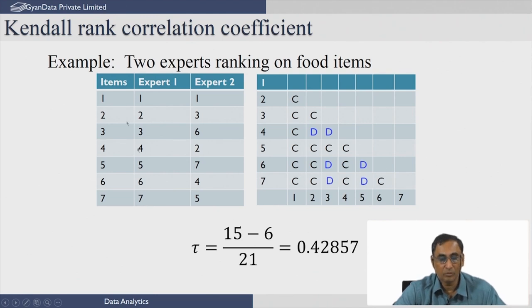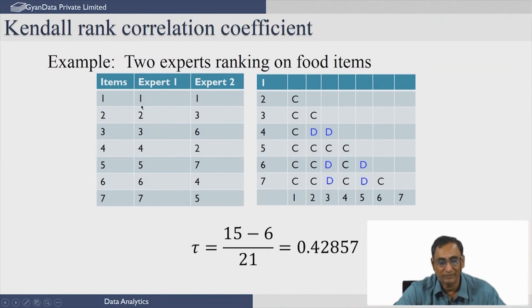Now, you compare data point 1 and data point 2. In this case, expert 1's opinion is that 2 is better than 1, and expert 2 also says 2 is better than 1. So, it is a concordant pair. So, 1 and 2 are concordant, that is what is indicated here. Similarly, if I look at data points 1 and 3, expert 1 says 3 is better than 1, and expert 2 also says 3 is better than 1. So, it is a concordant pair. Similarly, if you look at 2 and 3, both are in agreement, 3 is better than 2. So, it is concordant.